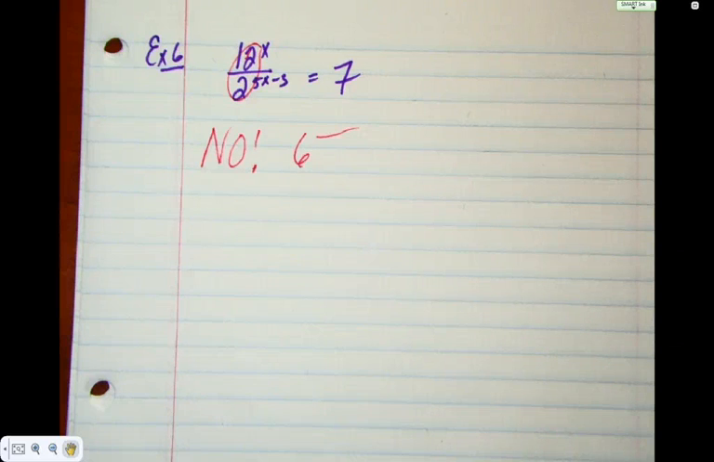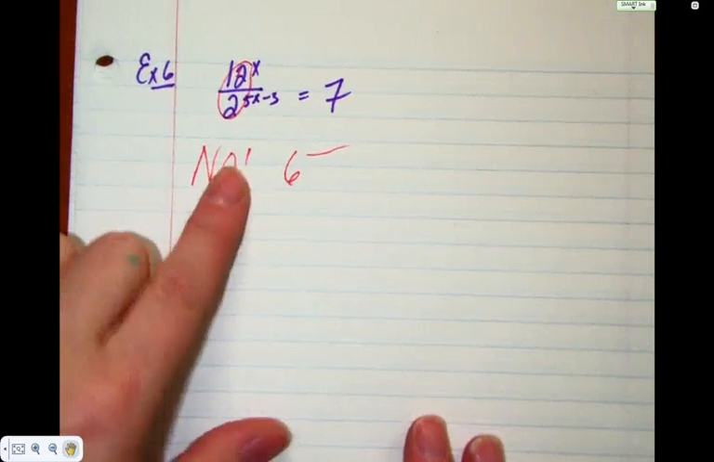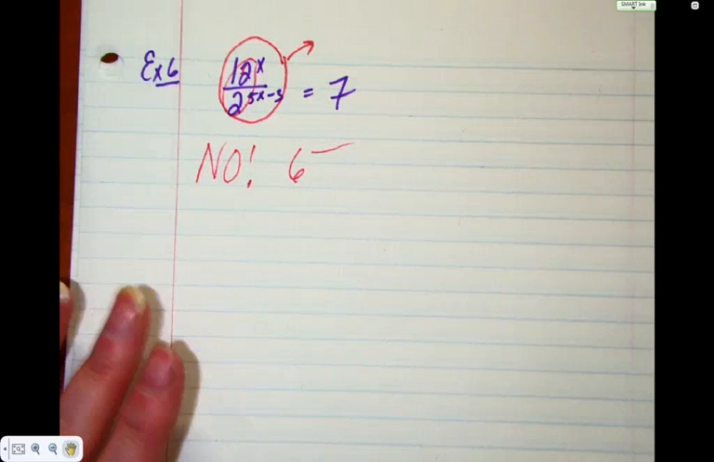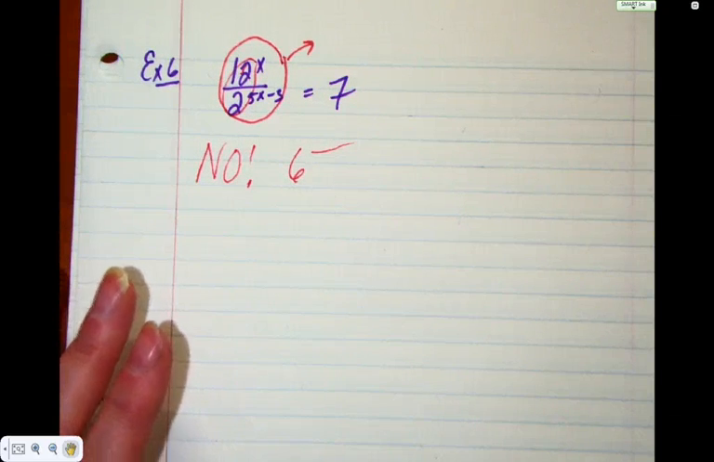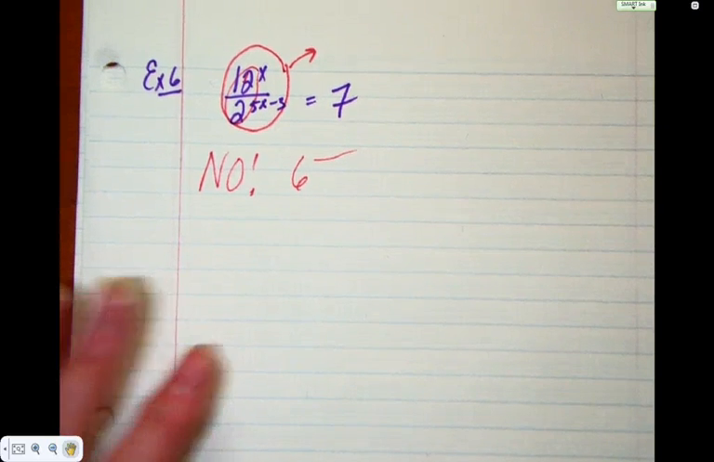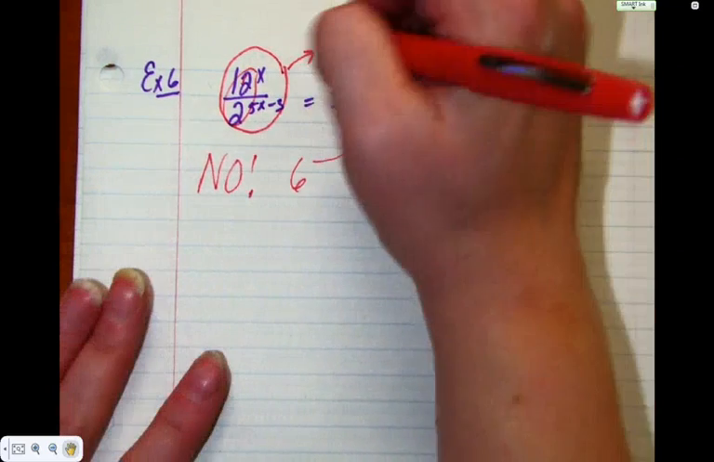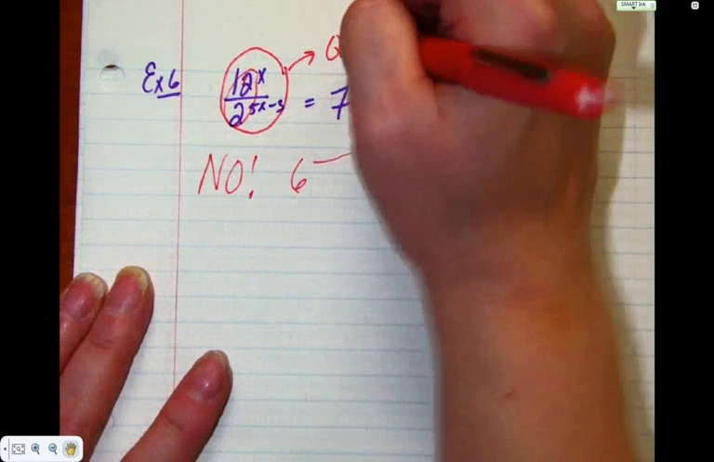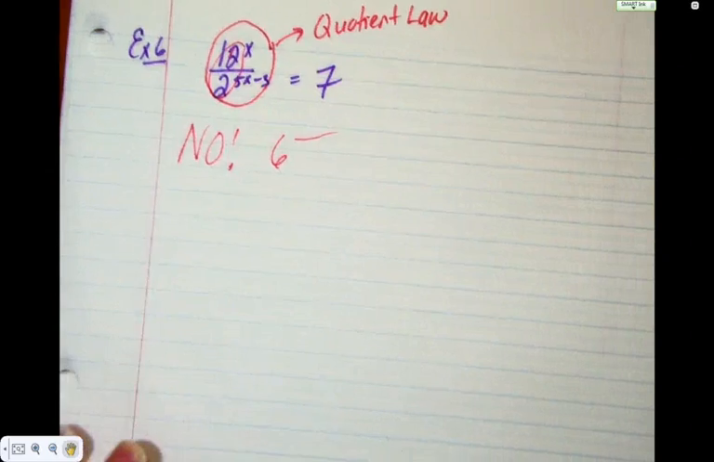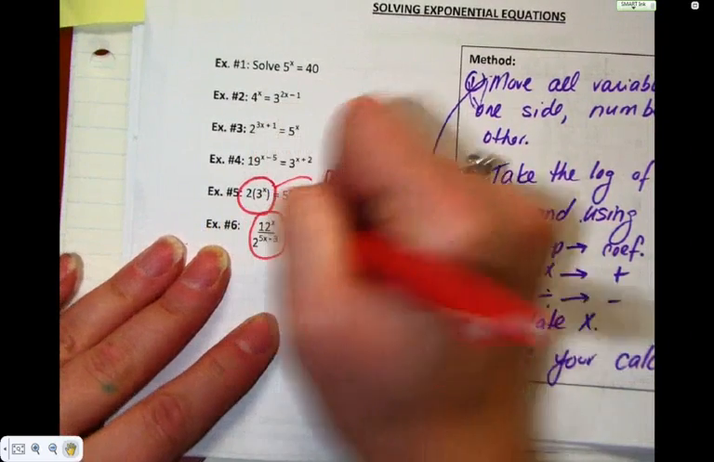Okay, so you can't make it 6 to whatever your brain thinks it's going to equal. That's a no. The minute you see a division, for the love of God, the minute you see a division, what's the law called? Quotient law. And I'm going to write the same thing on the question to make sure you see it. Quotient law.